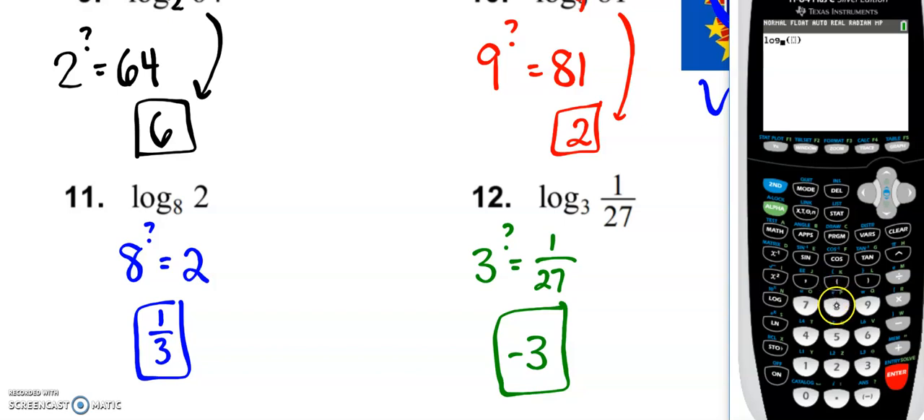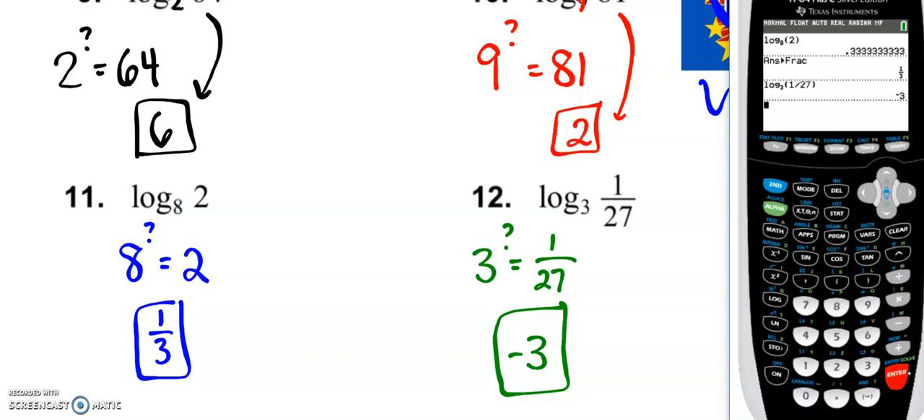But if you look, I can type log base 8 of 2 is equal to 0.33333333. If I'm not sure about that fraction, I can go that way. Again, math, log base. So log base 3 of 1/27th is -3. Okay, so you can use your calculator to evaluate logarithms as well.